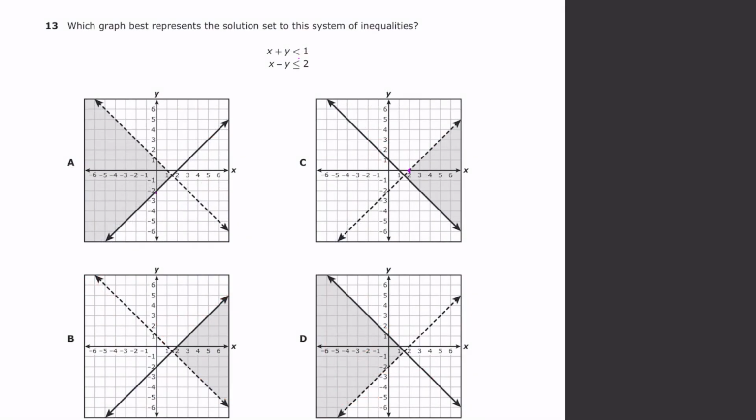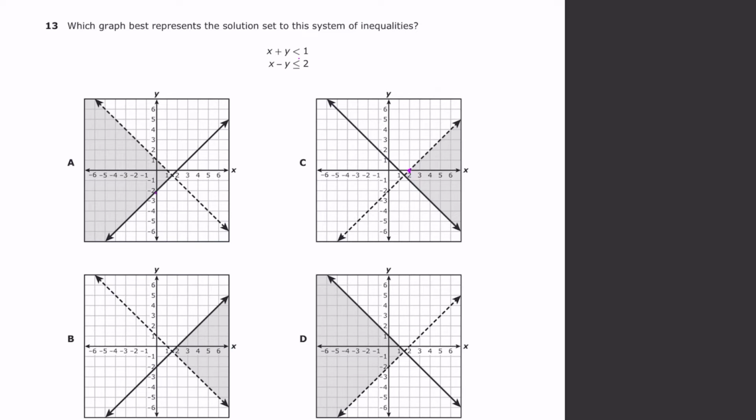Which graph represents a solution set to the system of inequalities? So now we have x plus y is less than 1, x minus y is less than or equal to 2, and these are the 4 graphs which are given to us. For the line x plus y is less than 1, you have x-intercept and y-intercept as 1 and 1. So this is the line which you are having.